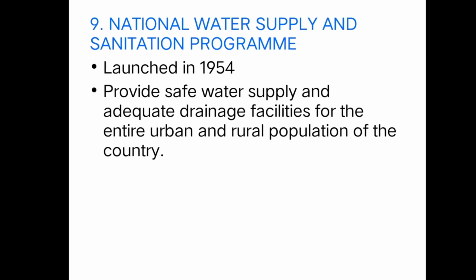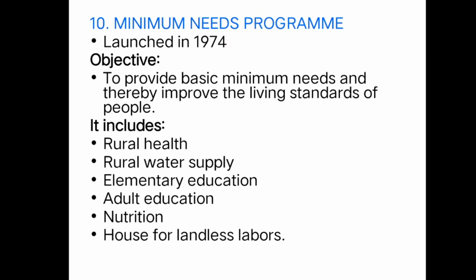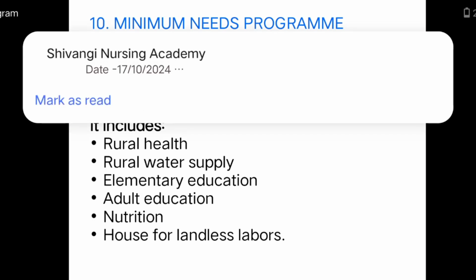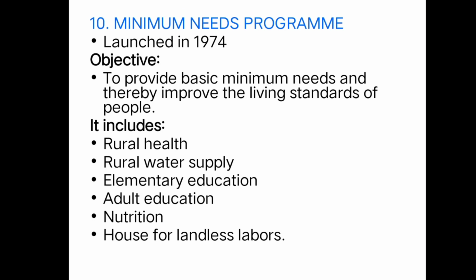Next is the National Water Supply and Sanitation Program. It was launched in 1954, and provides safe water supply and adequate drainage facilities for the entire urban and rural population. Next is the minimum needs program. It was launched in 1974. The main aim is to fulfill the basic needs of the individual. So you provide elementary education, adult education, nutrition, housing for landless laborers, rural health, and rural water supply. These are some of the components of the minimum needs program.